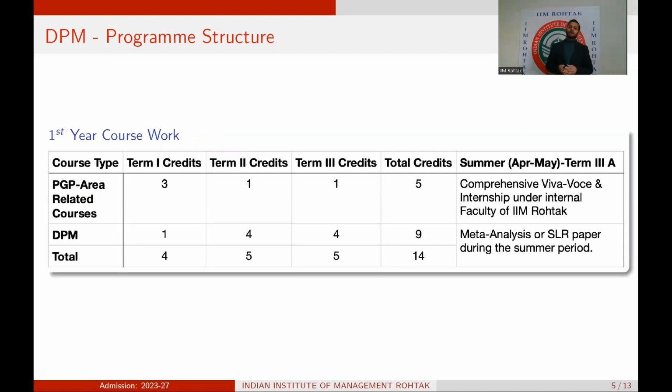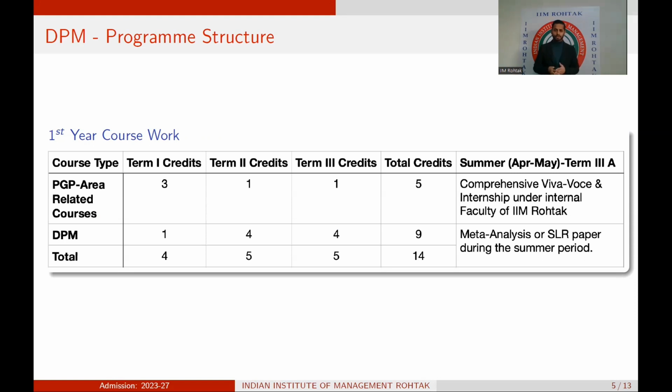So after getting into the program, this is how our program is structured. As far as the first year of the program is concerned, the candidate has to go through the first year of coursework. Students have to take certain courses, and some of the courses are common with our PGP program, that is our 2-year MBA program. For example, they have to take 5 courses from the PGP and 9 courses from our DPM program. Overall, in the first year of the coursework of our PhD program, the students have to take 40 courses which are spread across the entire year, in term 1, term 2, and term 3.